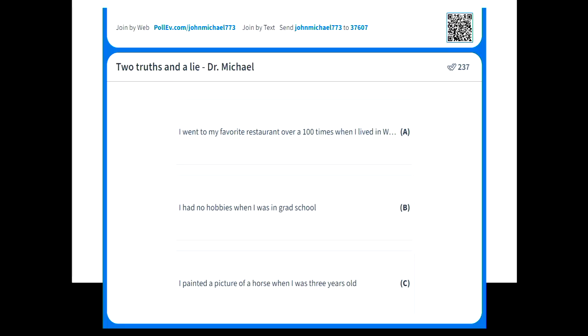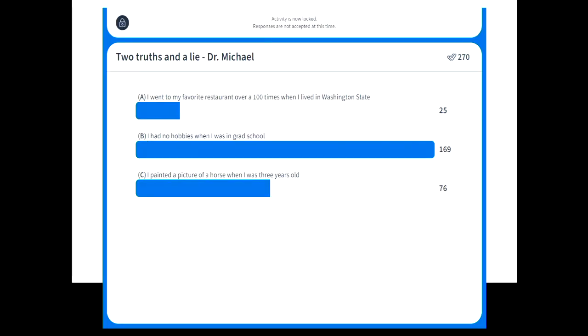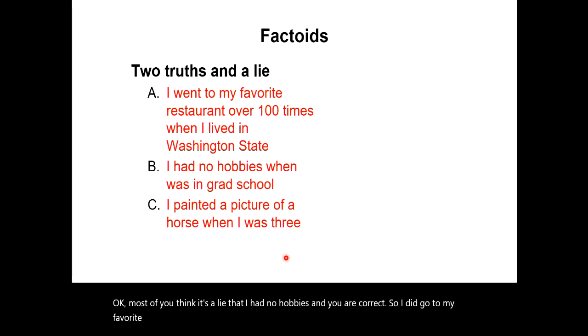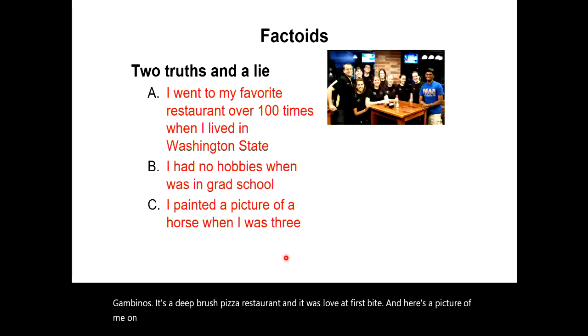Okay, we have a lot of responses coming in pretty quickly. Okay, most of you think it's a lie that I had no hobbies, and you are correct. So I did go to my favorite restaurant over 100 times when I was in Washington State. This was a place called Gambino's. It's a deep dish pizza restaurant, and it was love at first bite. And here's a picture of me on my 100th visit with the restaurant staff.